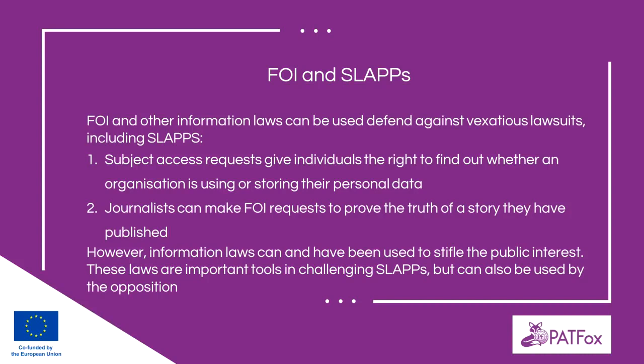As another example, a journalist can make an FOI request to obtain information to demonstrate the truth of a story that they have published or that they plan to publish. So in this way, the information obtained through the FOI requests is sort of like a form of evidence that can corroborate their story.